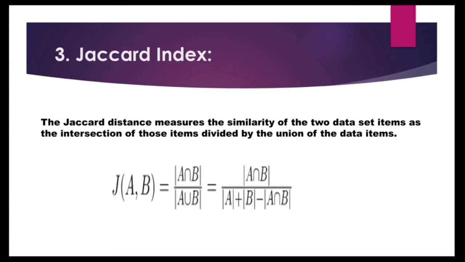Now let us move on to the Jaccard index. The Jaccard distance measures the similarity of two data set items as the intersection of those items divided by the union of the data items. J of A comma B is equal to modulus of A intersection B divided by modulus of A union B.